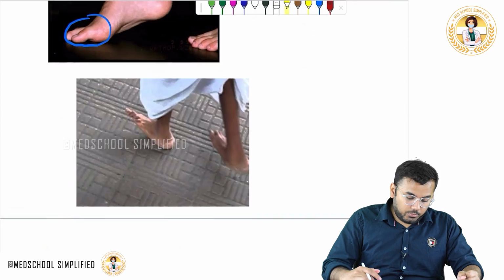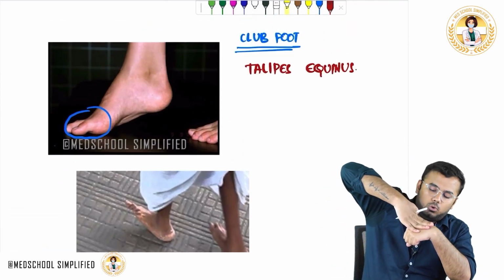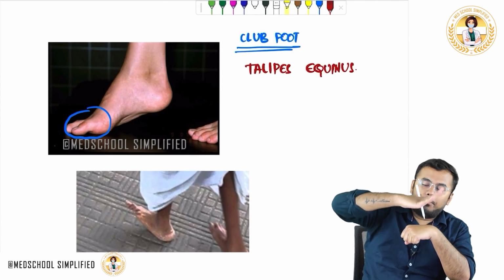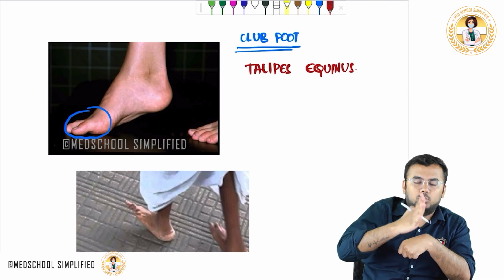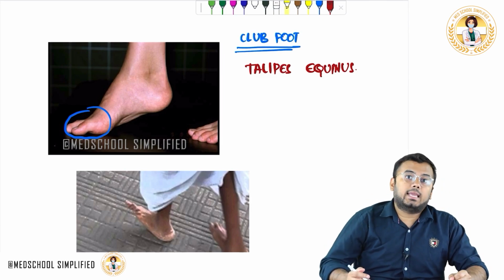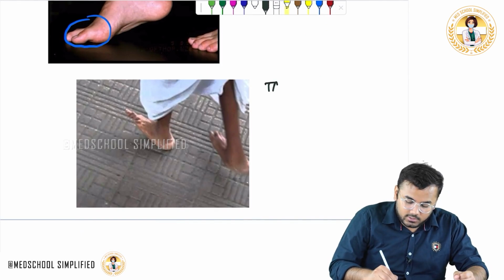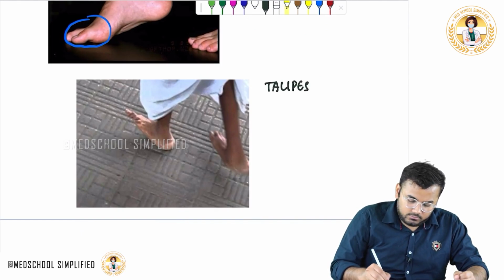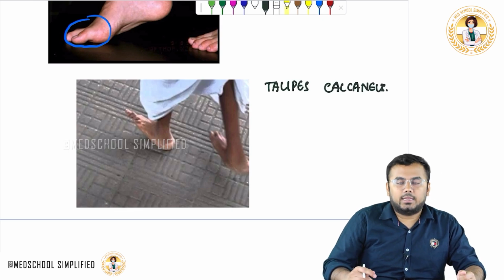Okay. Next important thing, the opposite. If someone is walking on the toes, that is talipes equinus. The opposite is the heel. If someone is walking on the heel, that is the calcaneus bone. This is called talipes calcaneus. Okay. So this one over here is your talipes calcaneus.